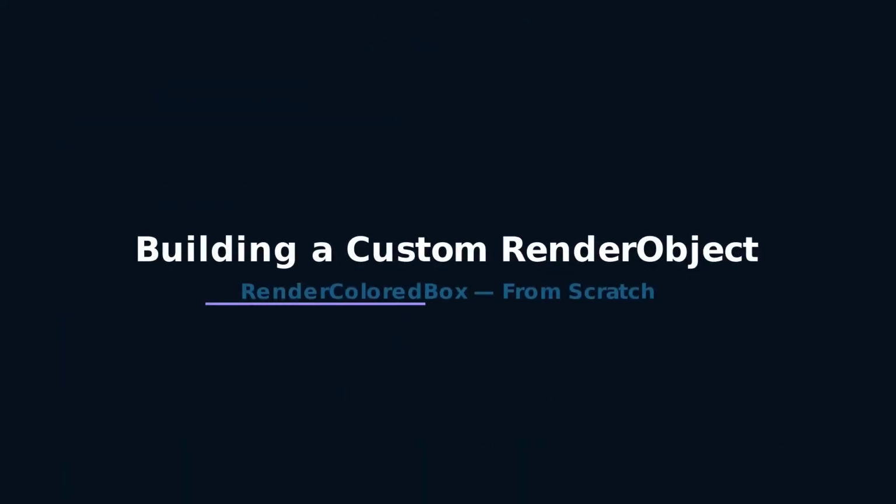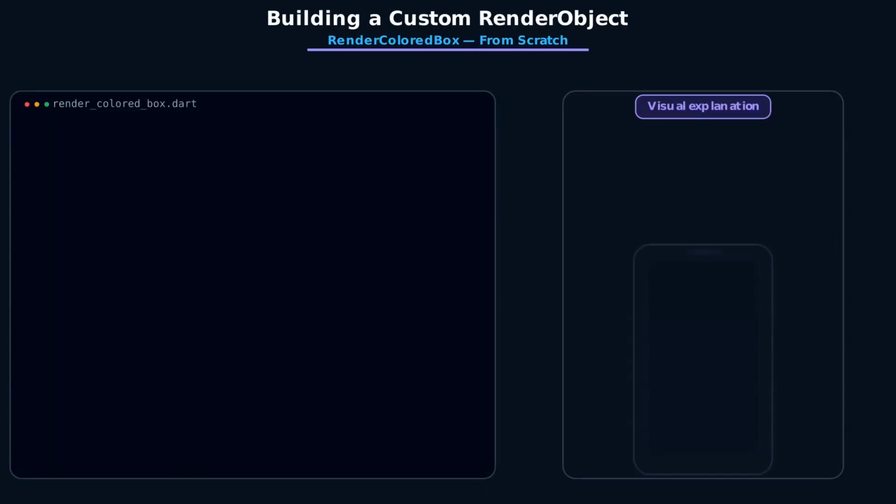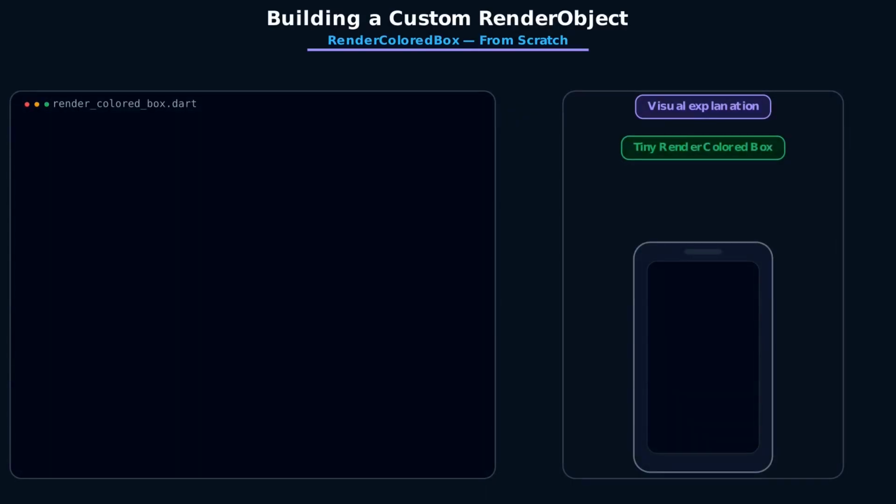Okay, now let's put everything together. Let's build a real, custom render object from scratch. We're going to create a simple colored box with a configurable color and a fixed size, essentially recreating a tiny version of what ColoredBox does internally. Here's the full code. Here we have a complete example, a render object called RenderColoredBox.